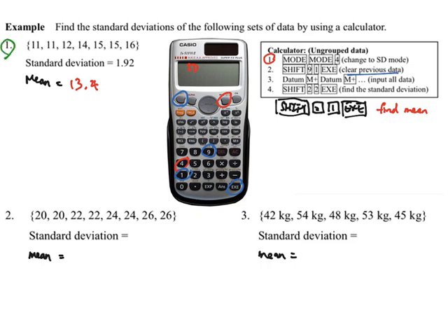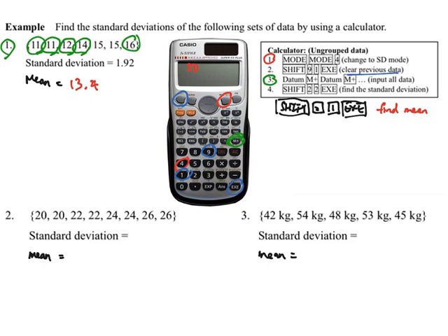Okay, now let's look at question 1. The first step, we input the data. The first one is 11, so press 11, and then n plus. Then you can see n equals 1. That means the first data. Next, you press 11 again, and then n plus. And then continue 12 n plus, 14 n plus, until the last number 16 n plus. Then you finish the whole data inputting process.